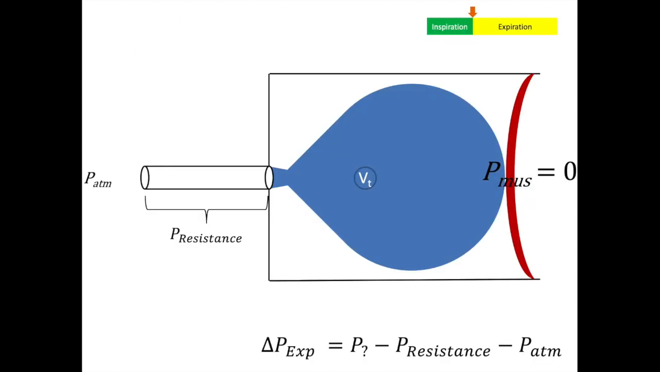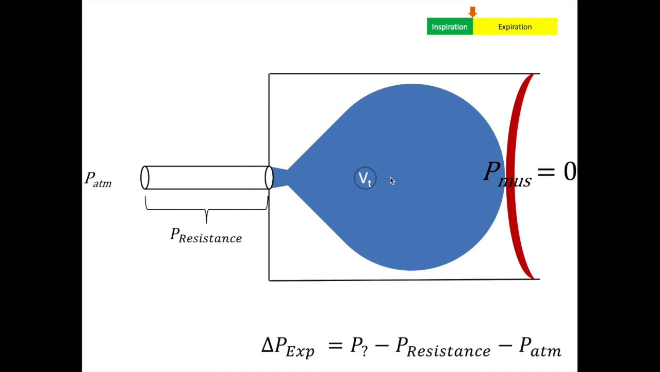Up until now, we've been talking about inspiration. Let's talk about expiration. How does expiration happen? Well, obviously, you have to get this tidal volume back out of the lungs into the atmosphere after you've done your gas exchange, right? After you've put your CO2 in here and taken the oxygen out. You have to get this tidal volume back out so you can get the next breath in, right? So how does that happen?